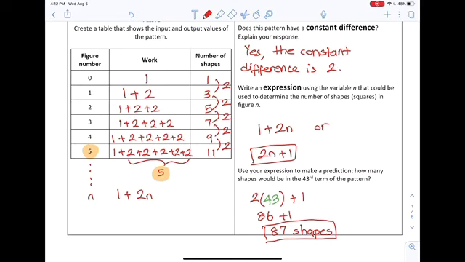So we're done with visual pattern A. The rest of the visual patterns are for you to complete.